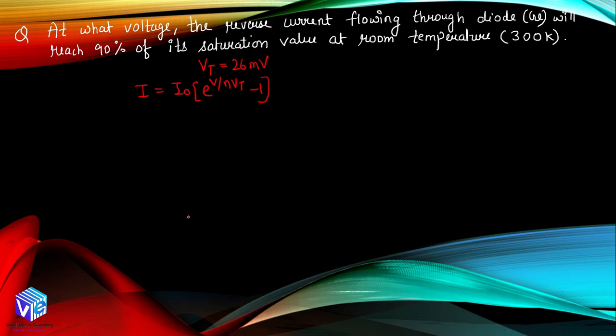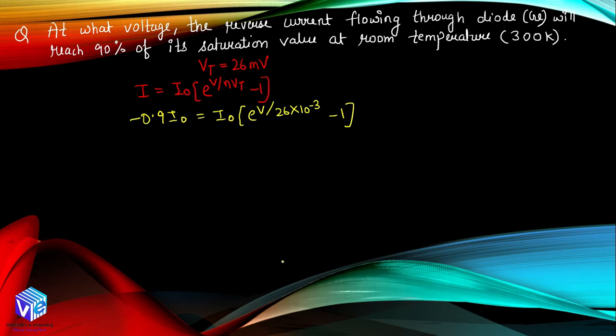So now we need to find out the voltage at which I will become 0.9 I naught, right? So let's put it equal to 0.9 I naught, and because here we are talking about the reverse current, I will be using the minus sign. So minus 0.9 I naught will be equal to I naught e raised to power V upon, because here I am talking about the germanium diode, so eta would be 1. Here I will be taking 26 into 10 raised to power minus 3 minus 1, right?